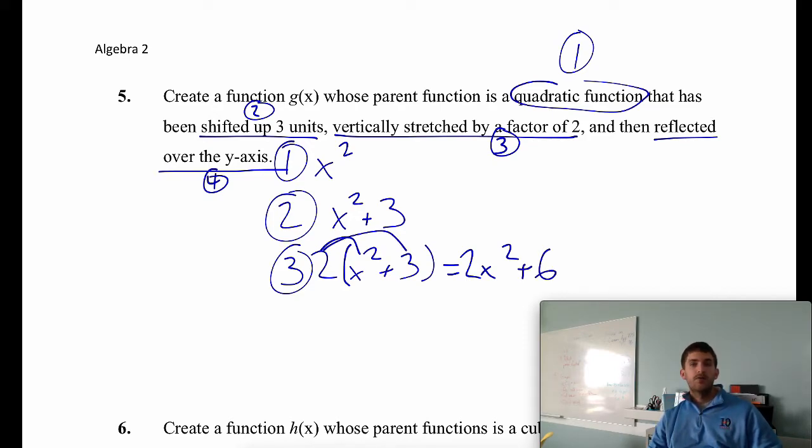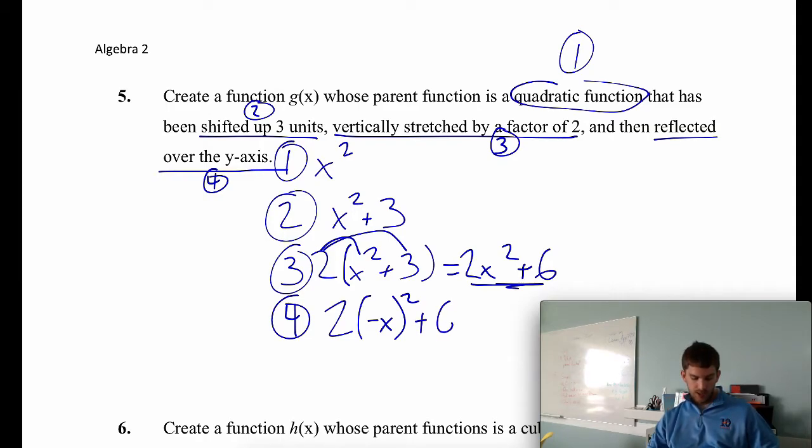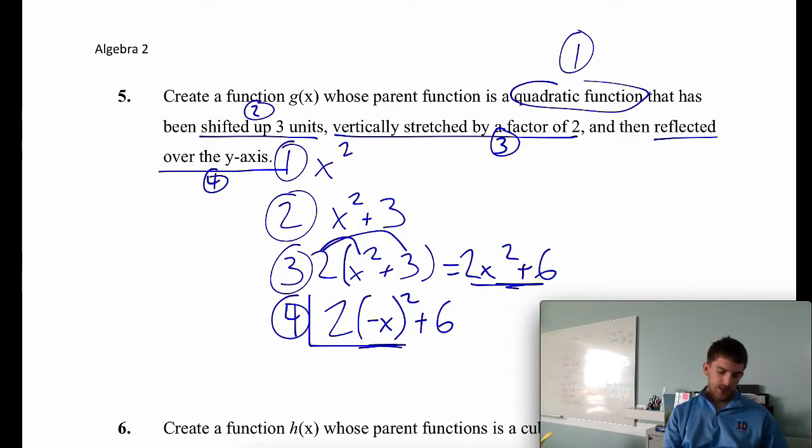The last part, reflected over the x-axis, part 4. Reflecting means we're going to take the opposite. So we're going to take this 2x squared plus 6, and take the opposite of just the x squared piece, and that's got to be in the group with x squared, plus 6. Now this is a perfectly acceptable version of this answer. Some of you may notice that negative x squared is the same as x squared inside. So this is a good version of this function.